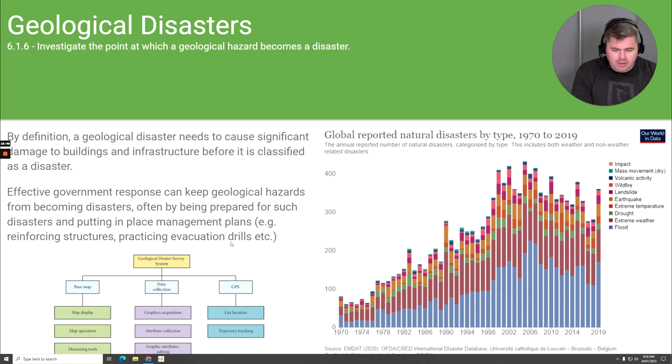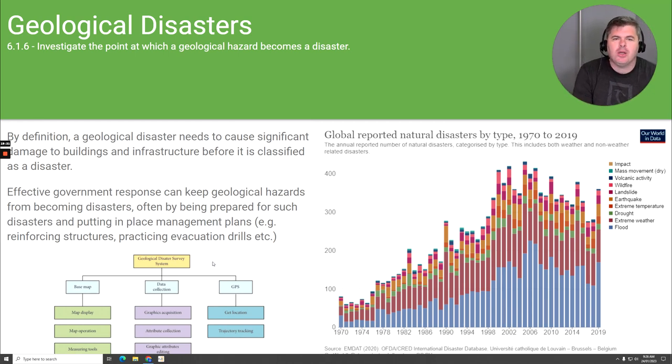So down the bottom here, we have part of the survey system. We have a base map, data collection, and GPS. So the base map is a display. It shows the operation, shows measuring tools. Data collection, graphics acquisition, attribute collection, graphic attributes editing. So essentially, this survey system is trying to take all the information we can about a geological disaster, and it is compiling it into something useful that people can use to help themselves.